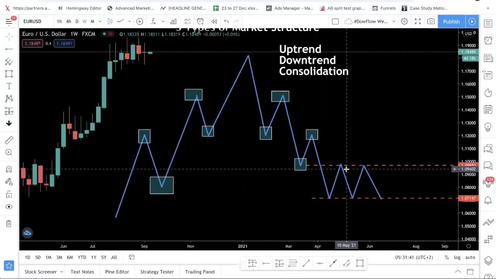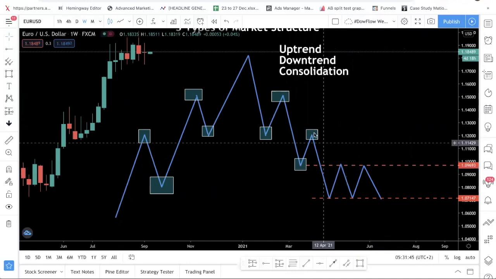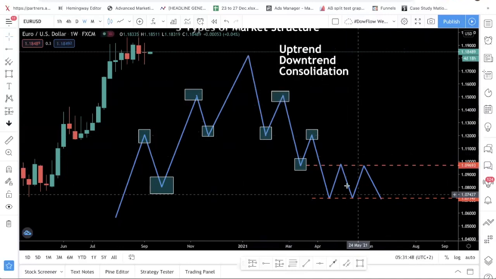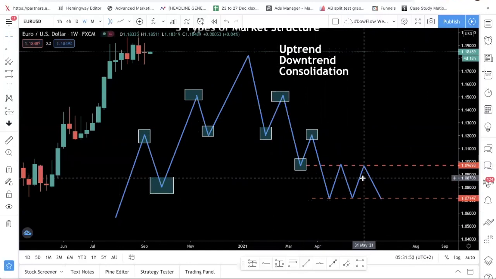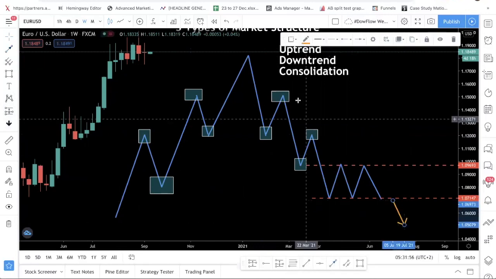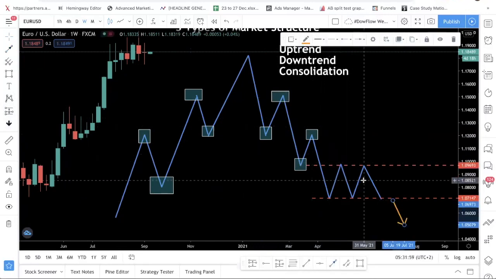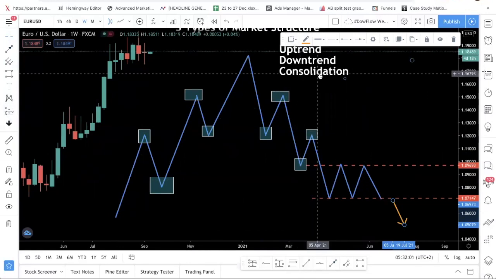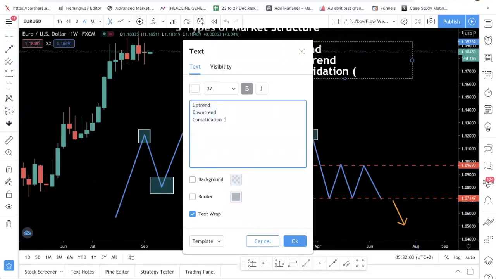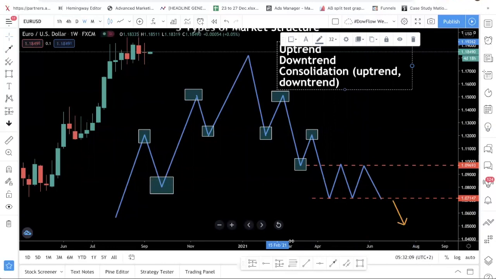Now, an interesting thing about consolidation, which a lot of people don't talk about, is that let's say price is in a downtrend and there is a consolidation here. It is still more likely that price is going to break down. Okay, let me draw it. It's still more likely it's going to break down because you are in a downtrend and price is consolidating. So in consolidation, it could be what I call an uptrend consolidation or a downtrend consolidation. That depends on the prior movement of the currency pair or instrument.